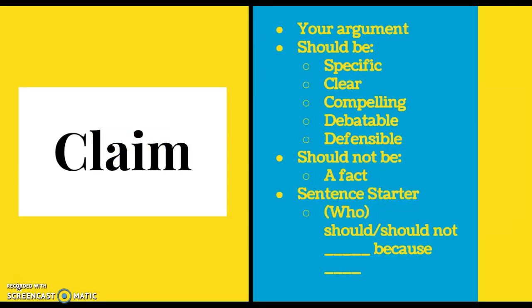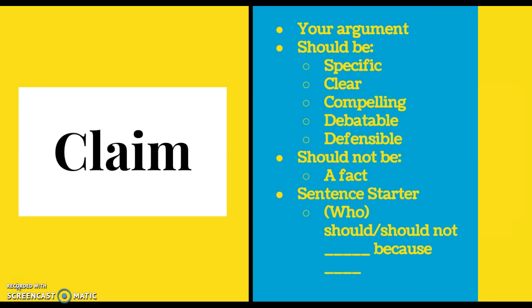The first part is your claim. This is your argument, and it should be specific and clear. Compelling means that it's interesting. Debatable means that someone can argue against it, and defensible means it can be supported. It should not be a fact. If your claim is a fact, you're not writing an argument. You're writing an expository piece. There's no way you can possibly argue with a fact.